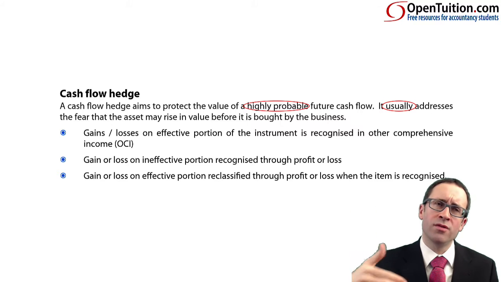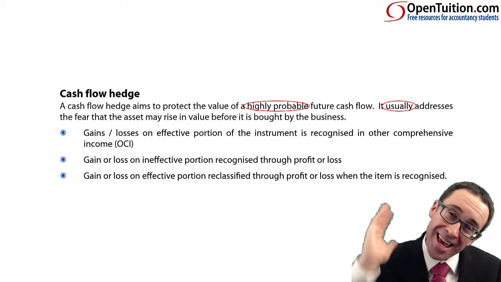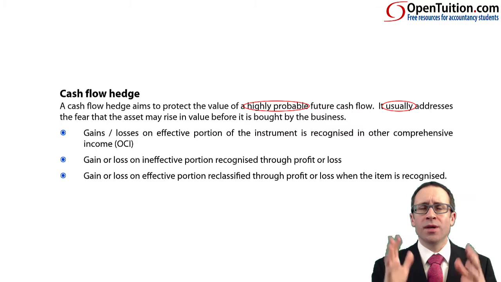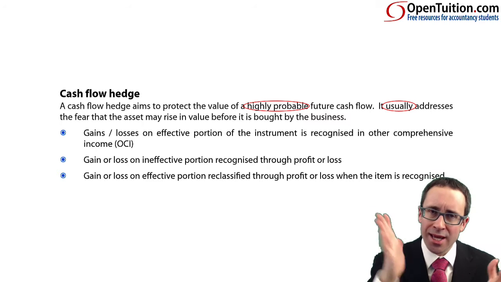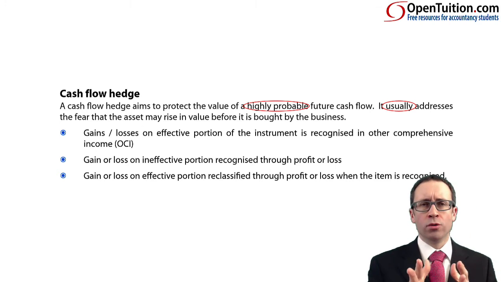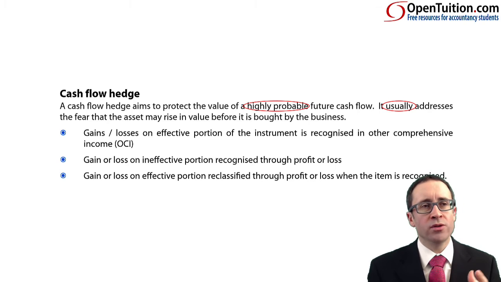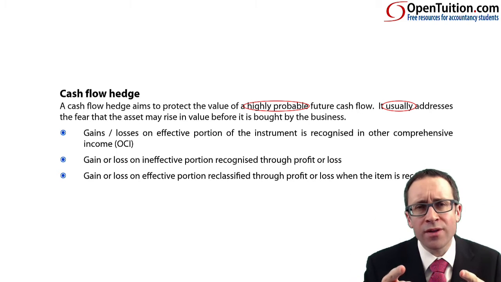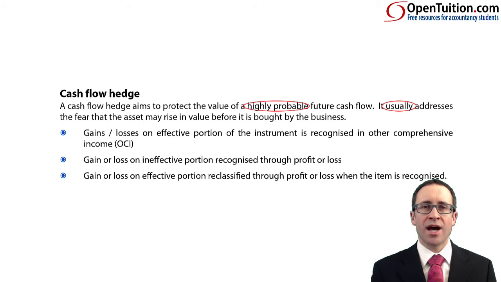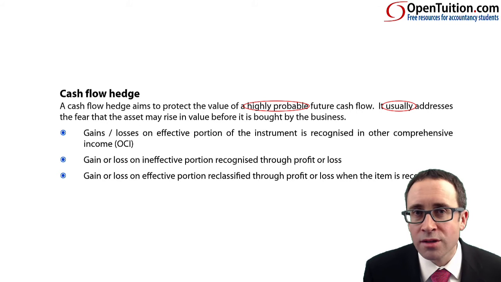We recognize the purchase of the item and any corresponding gain or loss on it in profit or loss. Even though you have a derivative, which is the hedging instrument, the usual rules are that gains and losses go through profit or loss on a derivative, but not if that derivative is used as part of a cash flow hedge. Got it?